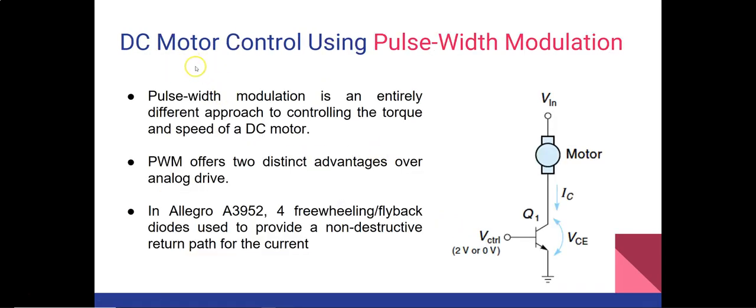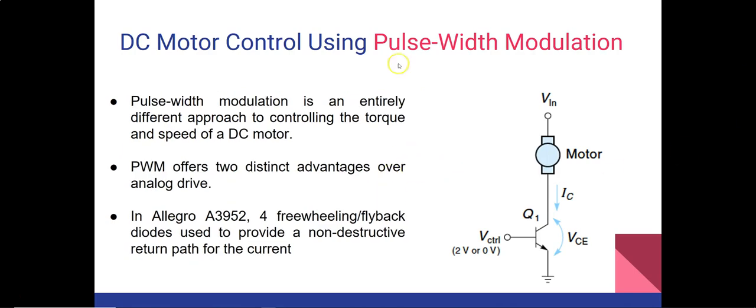Now next we have the DC motor control circuit using pulse width modulation. This pulse width modulation is a very effective approach in controlling the circuit, and in this, when power is supplied to the motor, it produces a square wave signal of constant magnitude but with varying pulses. Pulse width modulation offers 2 distinct advantages over the analog drive, and those 2 advantages are these.